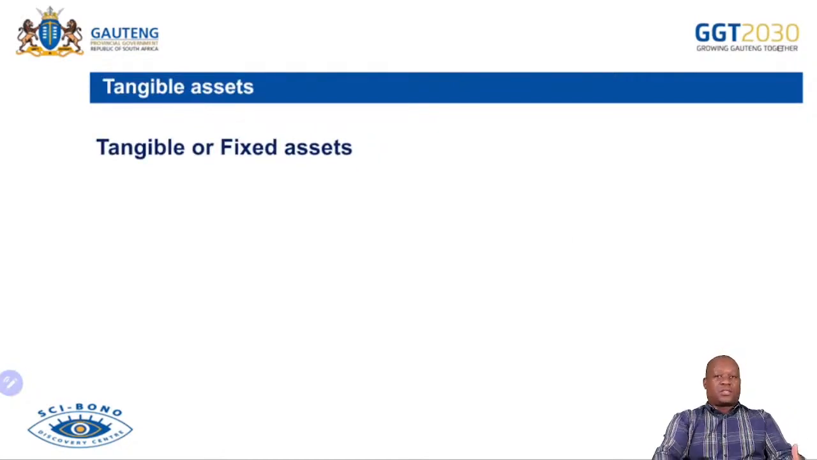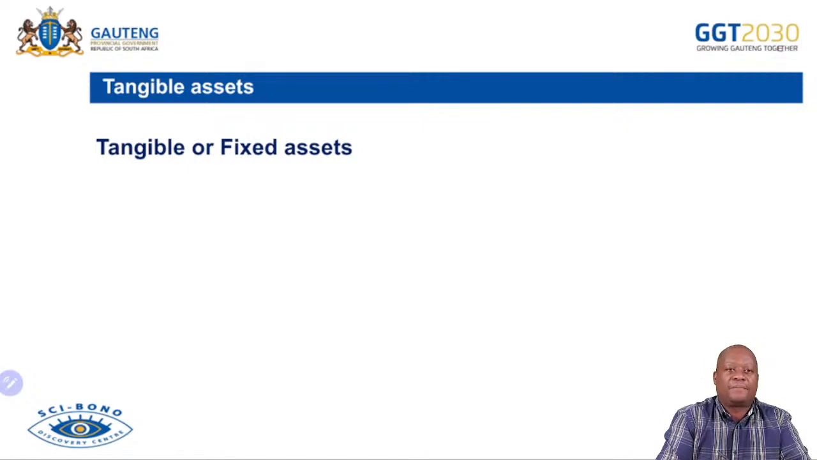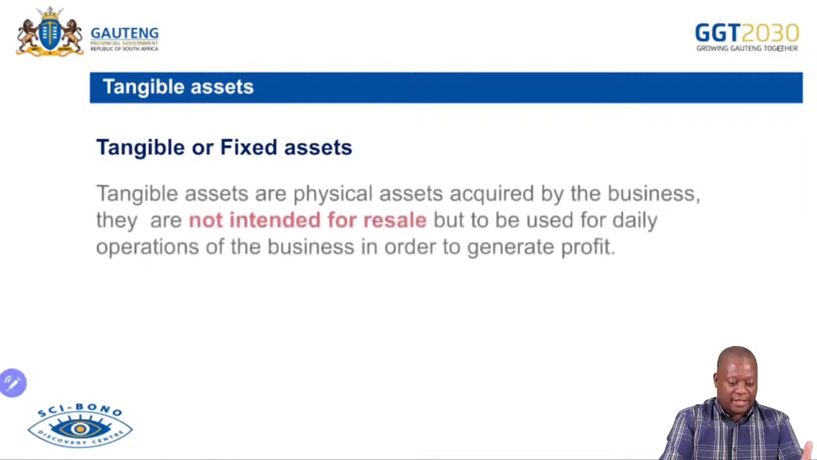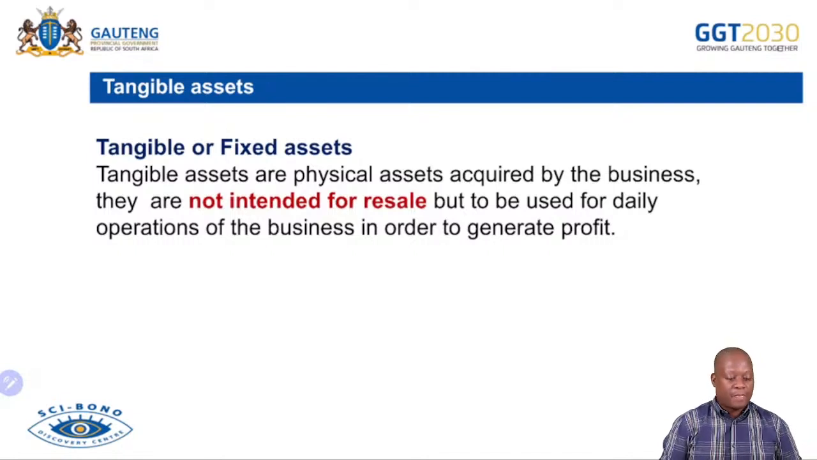Now, to start with, let's look into what it is that we are talking of here. Tangible assets. And I think you have already been informed that these are the same that we refer to as fixed assets. Now, what are tangible assets? Tangible assets are those physical assets that are acquired by the business. And please take note, they are not intended for resale. So the minute an asset is intended for resale, it becomes stock. Tangible assets are those that are not intended for resale, but to be used for daily operations of the business in order to generate profit.